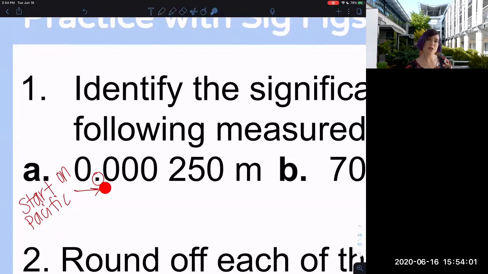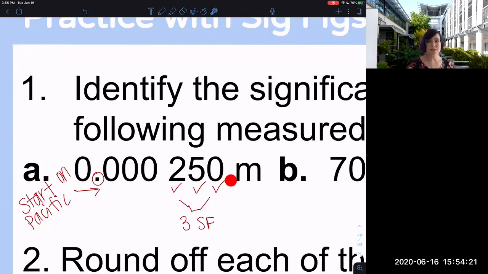What's our first non-zero number that we get to? 2. So we're going to count this number, and then we count every number after. So how many significant numbers are there in this number? There were 3. 3 SF, 3 significant figures here. So that means that this 0 is significant.